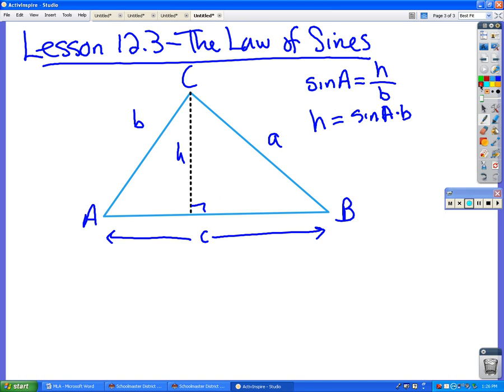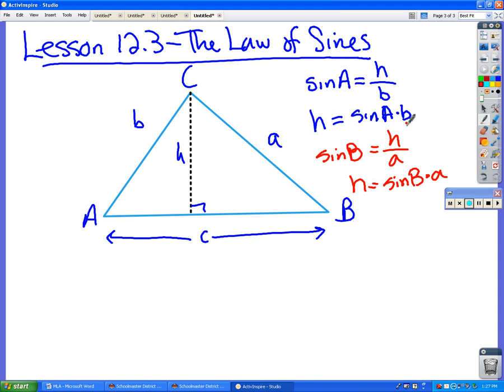Then I'm going to do the same thing with the triangle here on the right. And this time I'm going to use angle B. How would you figure out the sine of angle B? H over A. Is this making sense? Opposite over hypotenuse. The opposite of angle B is H, and the hypotenuse is A. All right, if I solve that for H, what would I get? Sine of B times A, right? So far, nothing crazy? Okay?